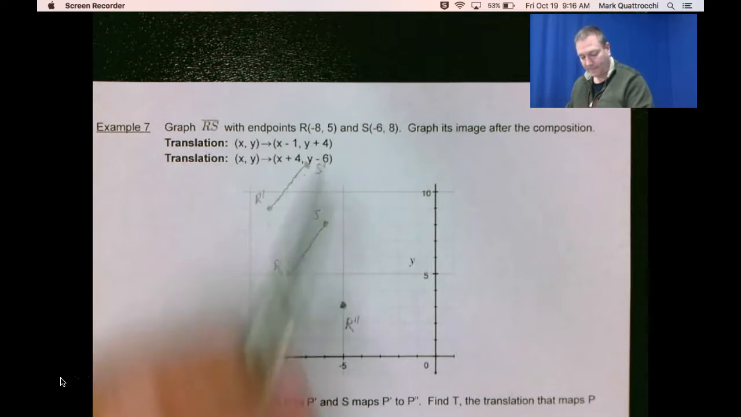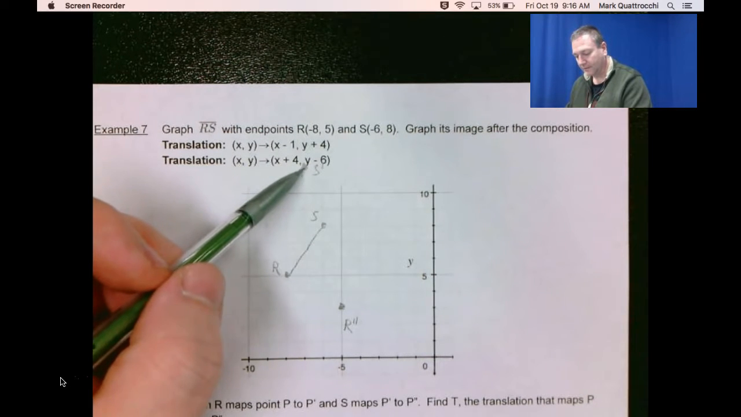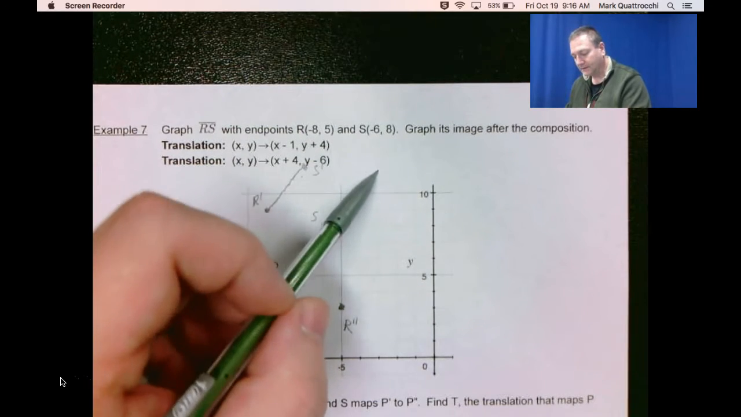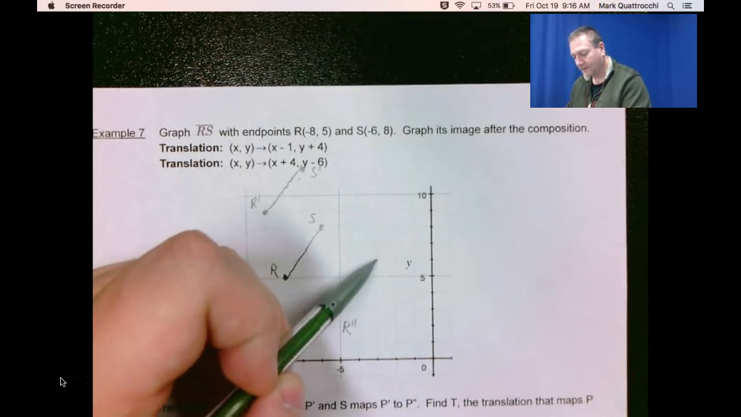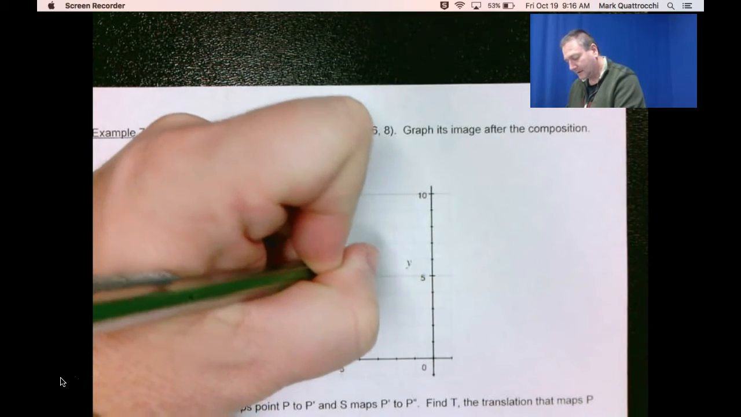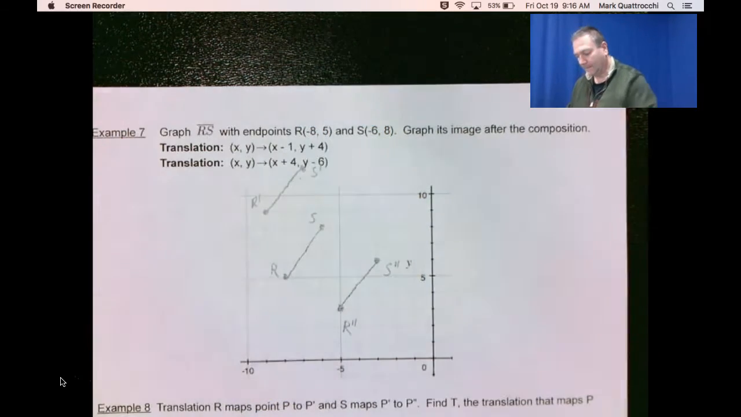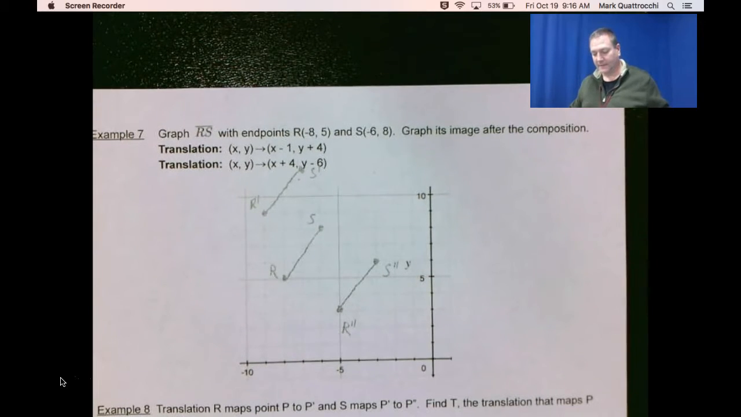S double prime, we're going to come down to the right 4, 1, 2, 3, 4. And we're down 6 again, 1, 2, 3, 4, 5, 6. This is S double prime. And there's the answer to example 7.